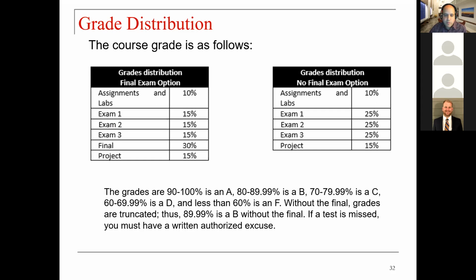So on the left, you have the grade distribution with the final exam. In those cases, if you didn't do well on the 3 exams and you take the final, that should help you do better for the class. But on the other side, if you did very well on the first 3 exams and you feel that your grade at the end of the semester is good and you want to keep that grade, then you don't have to take the final. I have one question here.